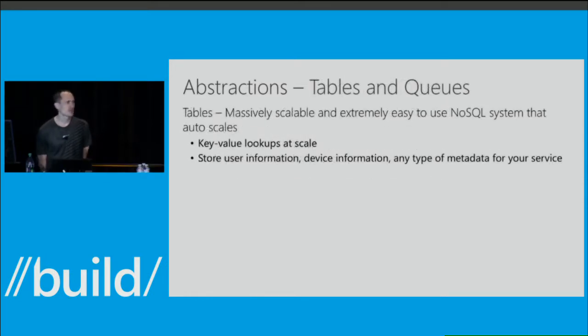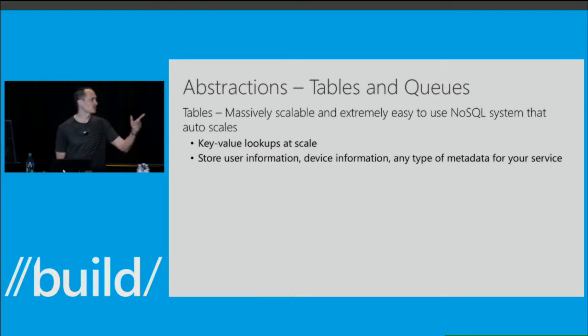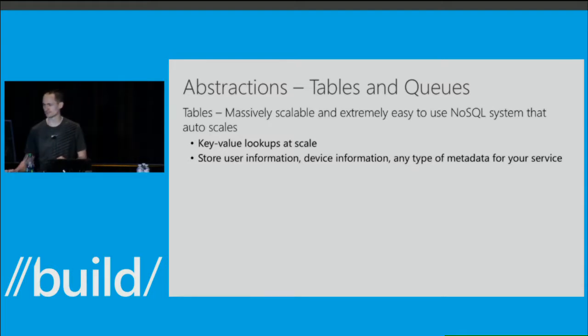Then another abstraction we provide is tables, and we'll do questions at the end. Tables provides a massively scalable NoSQL store. And what this allows is very efficient key value lookups. So customers are using this to store any type of metadata information for their service. So to store user information, device information, basically any type of metadata information you need to run your service.